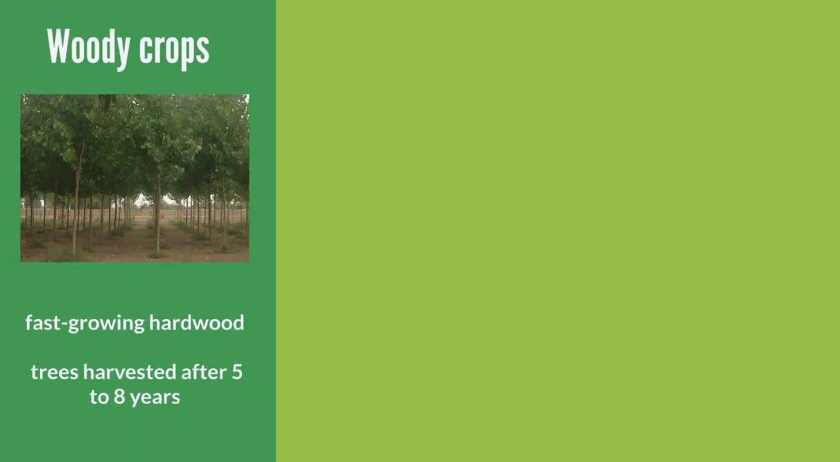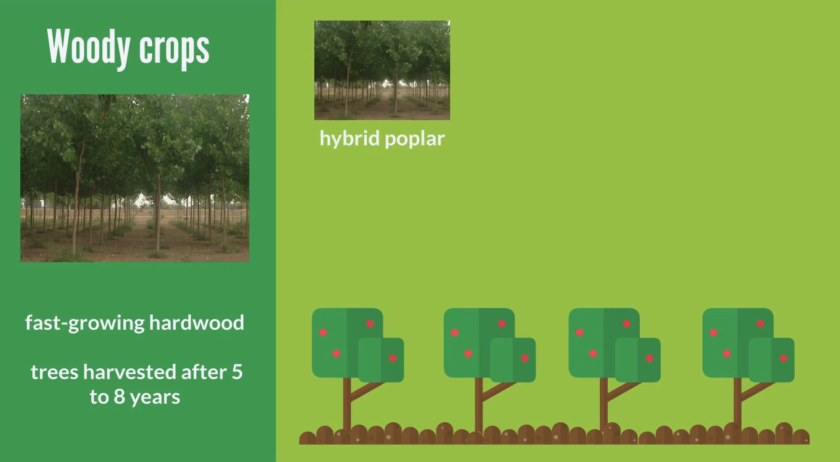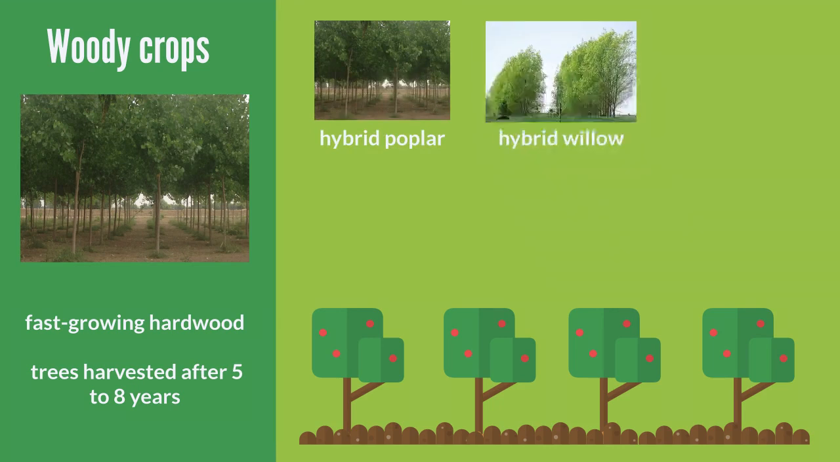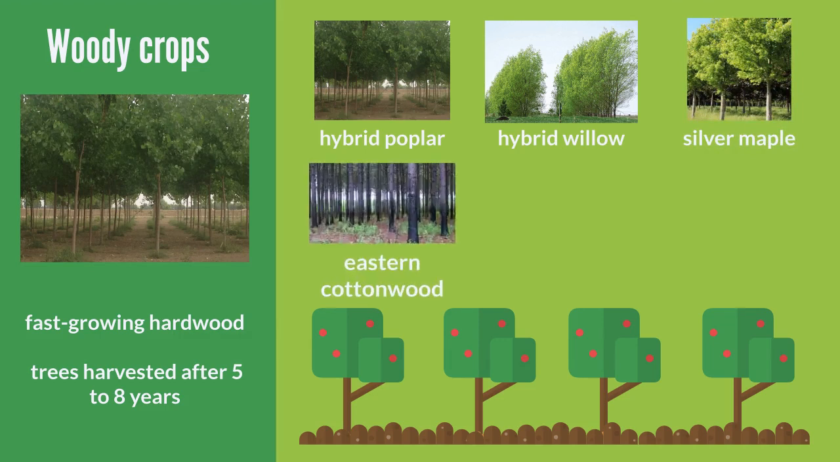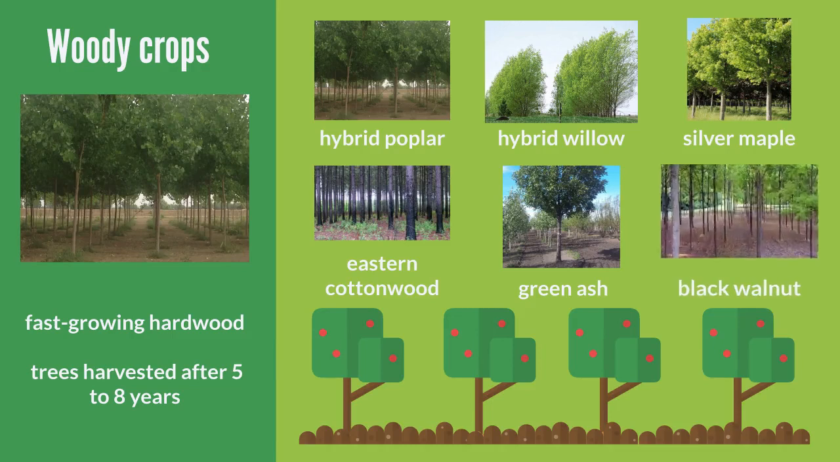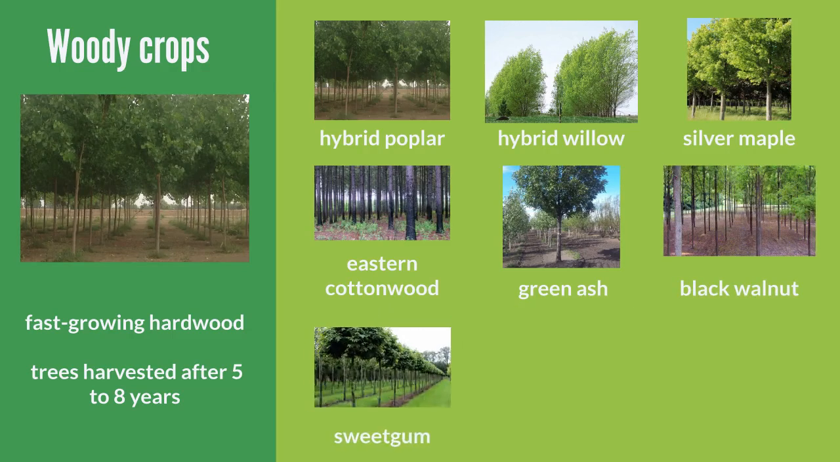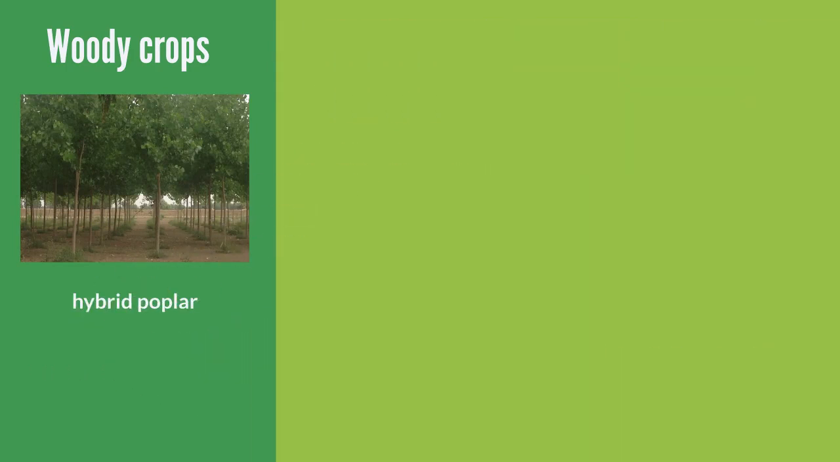Woody energy crops are fast-growing trees that are harvested within 5 to 8 years of plantation. These crops include hybrid poplar, hybrid willow, silver maple, eastern cottonwood, green ash, black walnut, sweet gum, sycamore, and so on. Let's see an example of a short rotation crop, the hybrid poplar.